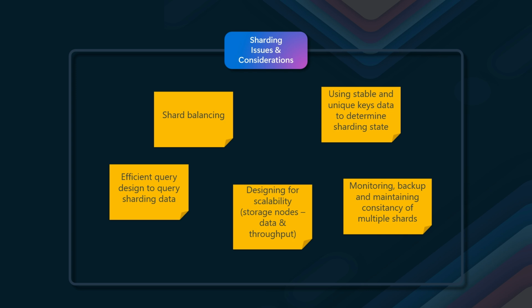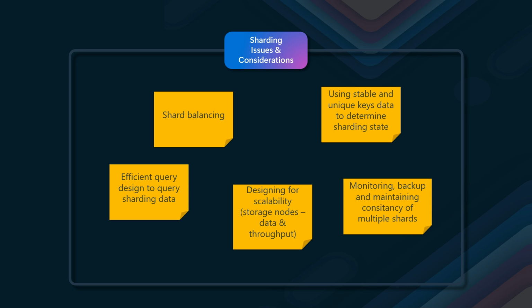Secondly, using a stable and unique key to determine your sharding is vital. Unique keys ensure that the data is correctly and consistently placed in the appropriate shards, minimizing the risk of data duplication or loss. Thirdly, the importance of efficient query design for querying sharded data cannot be overstated. Efficient queries ensure that data is retrieved fast and reliably, even when spread across multiple shards. A well-designed query system can significantly reduce latency and improve user experience.